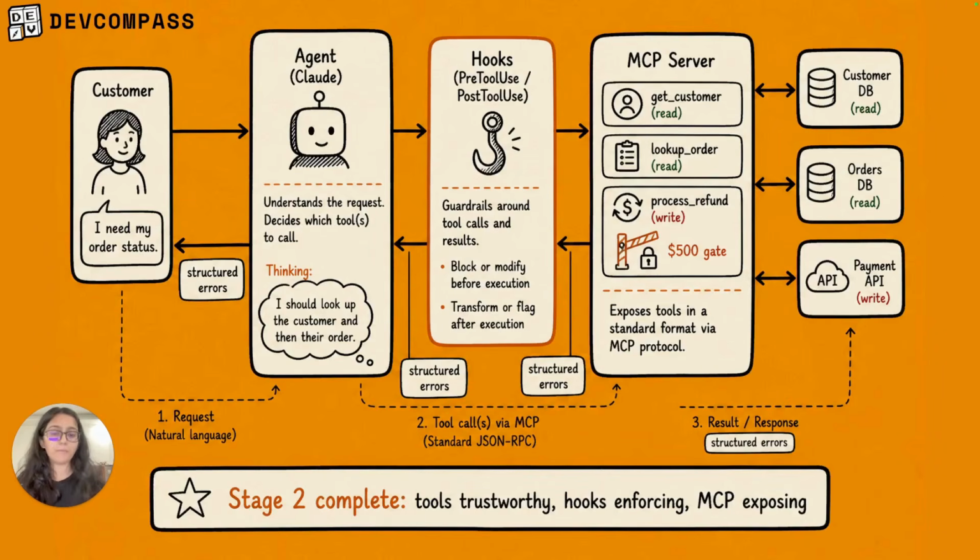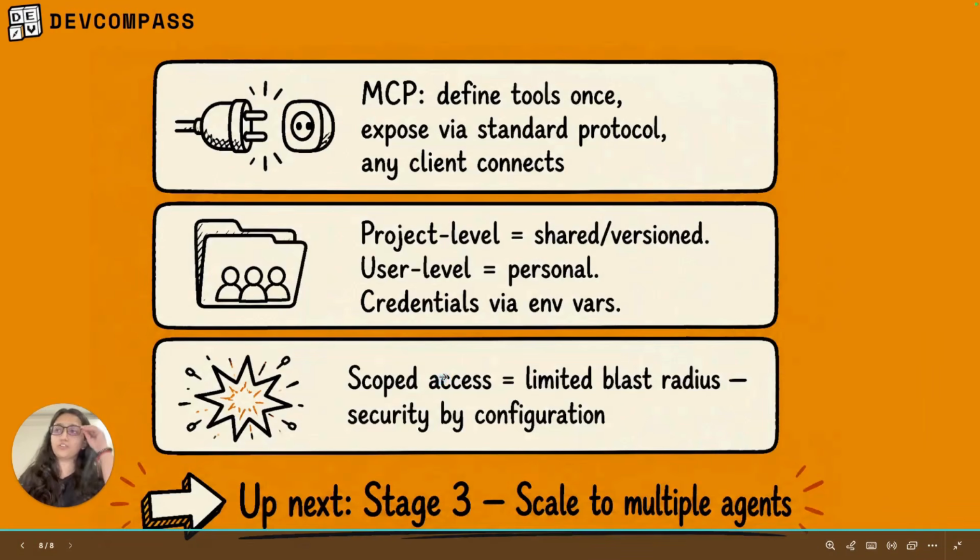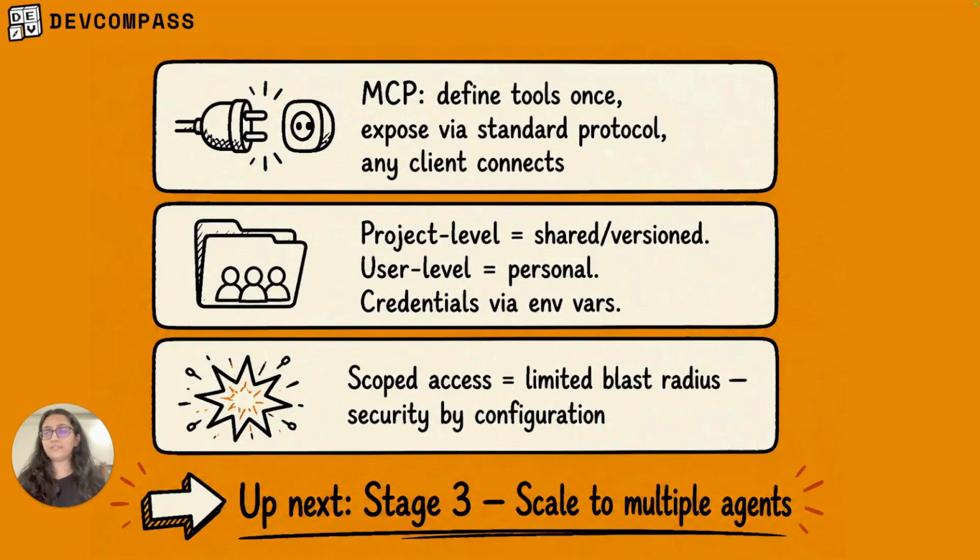So when you come back for stage 3, we are going to add to this diagram again a coordination layer, which would be sub agents running in parallel, and everything that comes with scaling to multiple agents. So this diagram will grow with us across the course. That was all about stage 2 and MCPs for this video.